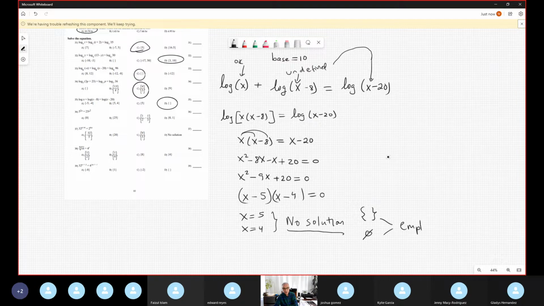NT set. NT set is not zero. It's a set that does not contain elements. It's NT, no solution.